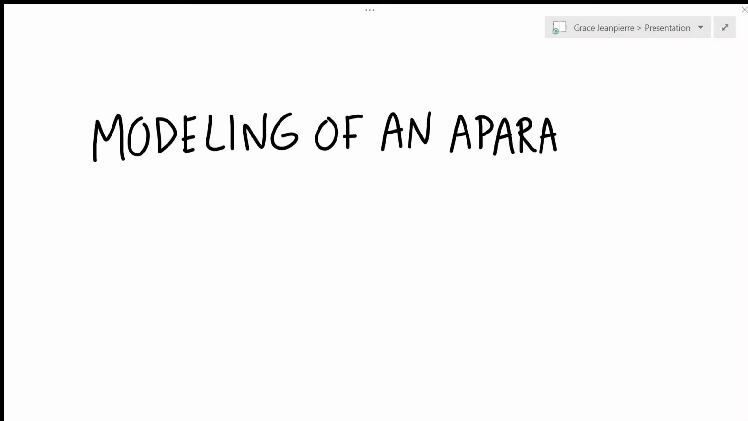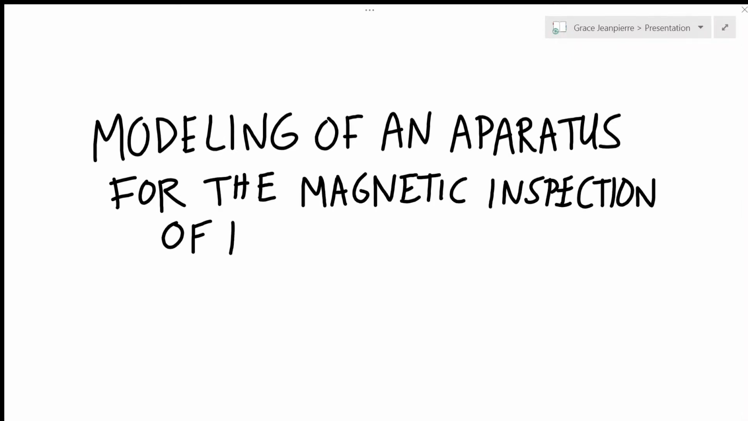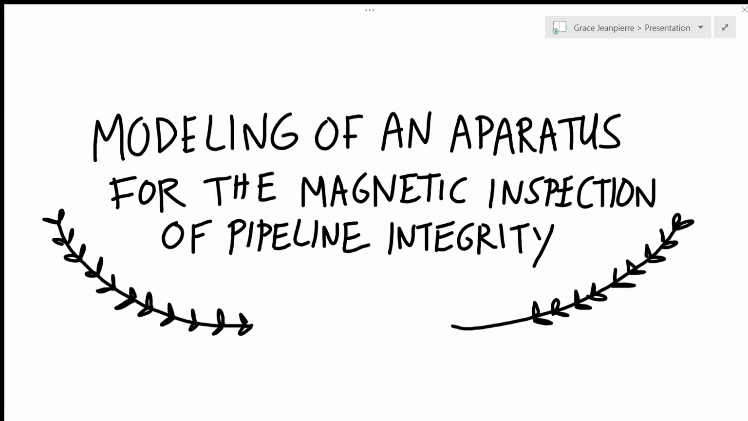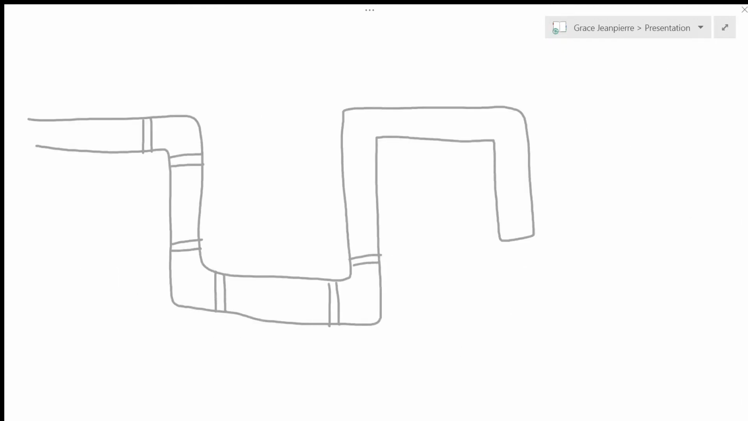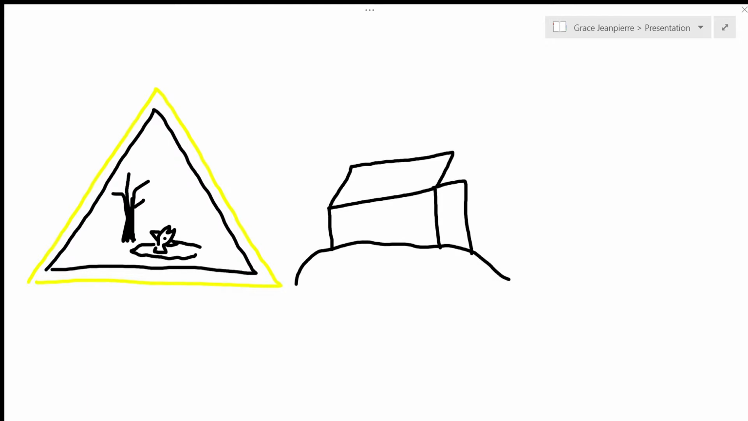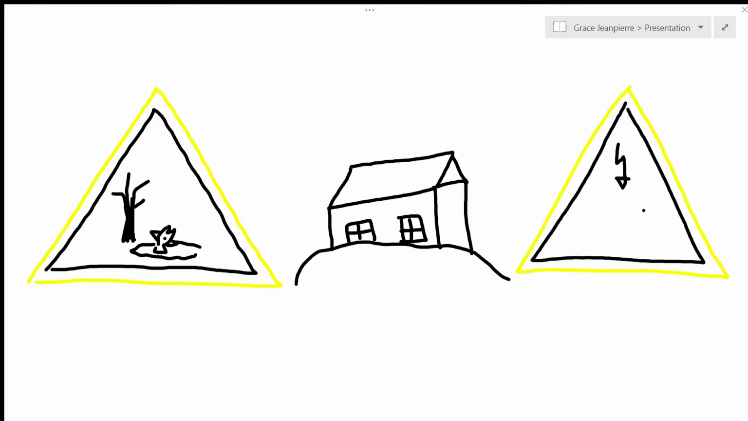This summer, I worked under Laurent and Yann in the GeePs laboratory, modeling an apparatus for the magnetic inspection of pipeline integrity. Pipelines are the most favorable way of transporting large quantities of liquids and gases. Improper maintenance and threats can cause environmental hazards, property damage, and threaten life.